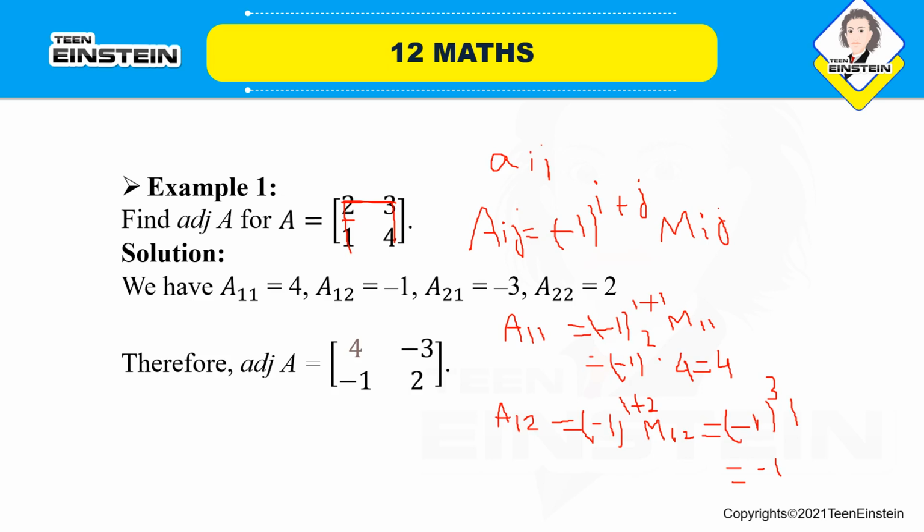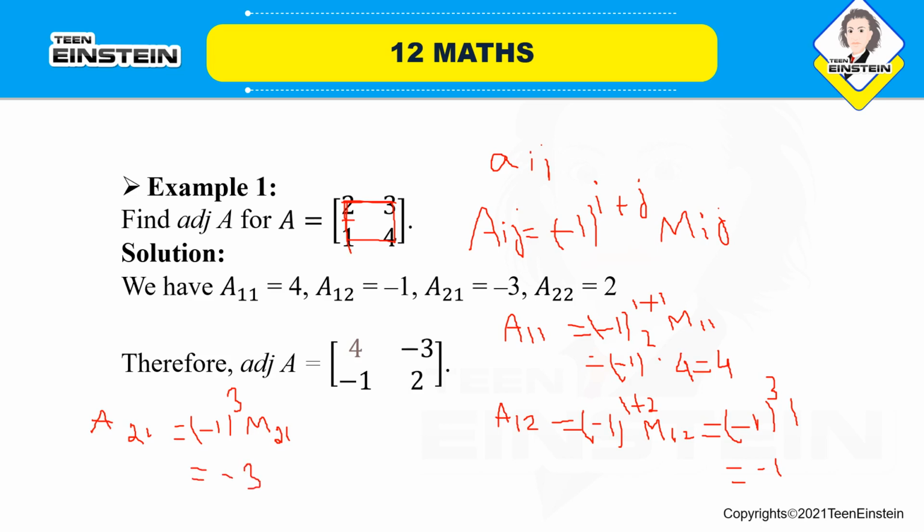Next, cofactor of small a21 is capital A21. Again, by definition, this is minus 1 whole to the power 2 plus 1. What is 2 plus 1? 3 into M21. What is M21? Now we are finding the cofactor of the element 1. So we have to delete the row and the column having the element 1. You will be getting 3. So this is minus 1 cube into 3 or minus 3.